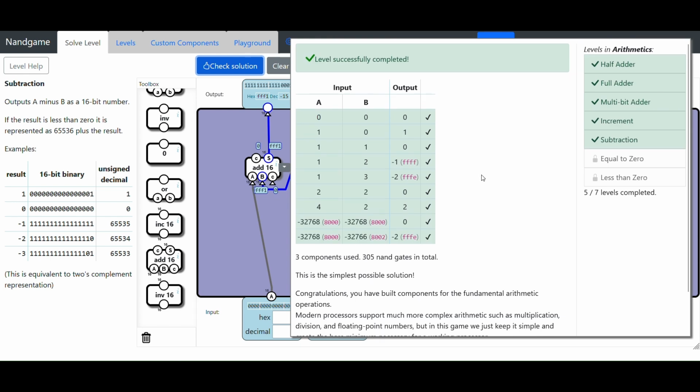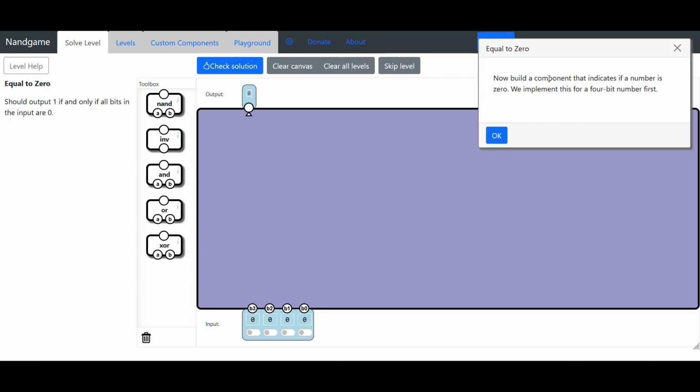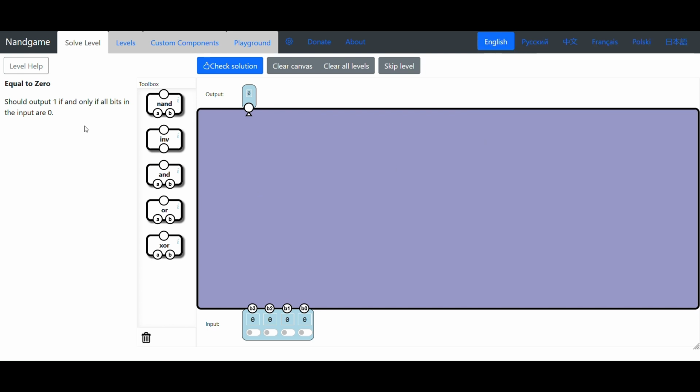Okay, so now we've got 2 more levels in our arithmetic section, equal to 0 and less than 0. Let's see. Building a component that indicates if the number is 0. Interesting. Should output 1 and only 1 if all bits in the input are 0. So I would imagine, if all bits are 0, if any one of these are 1, I'm messing around with an exclusive OR gate here. My instinct is this would be the exact opposite of what an exclusive OR gate would do.